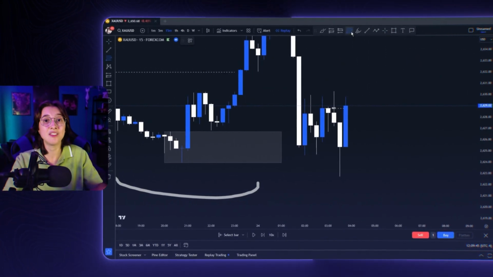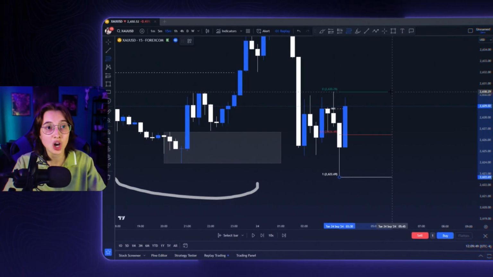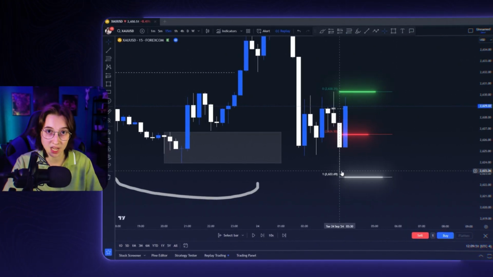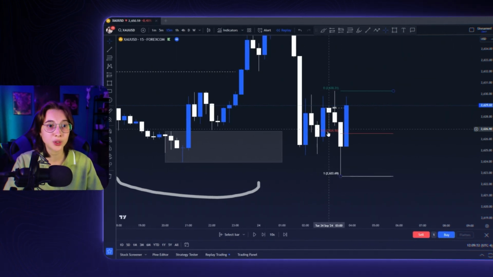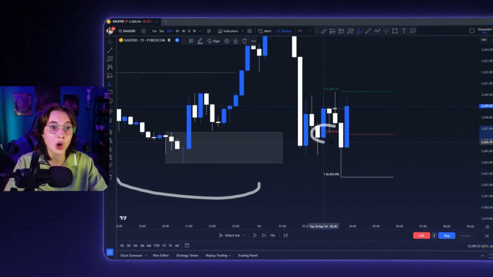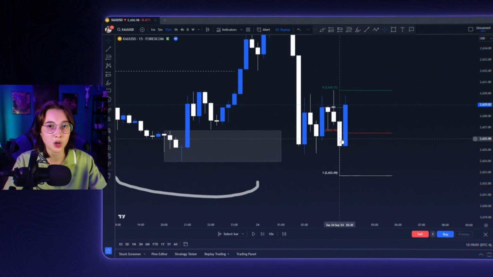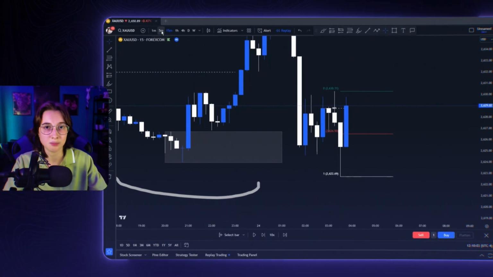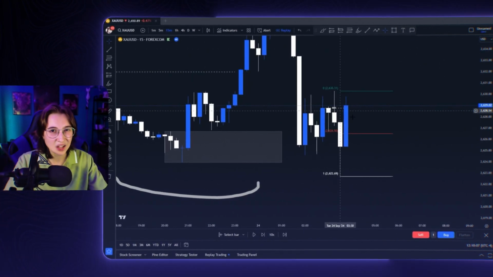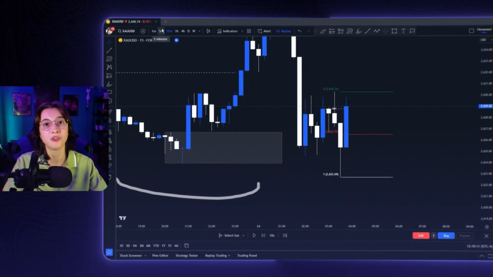However, what is even better is if POIs are in discount of the Fibonacci. So this is the Fibonacci retracement. We have the 0, the 0.5 and the 1 level, and the discount level is below the 50%, so below this red line. If the POIs are below, those POIs are even better. Even if they're not in discount, it's not the best trade opportunity. We need POIs below the 50%.